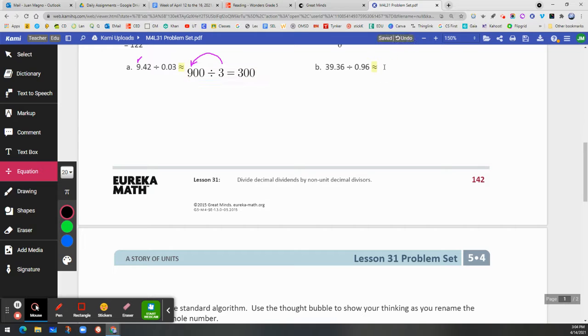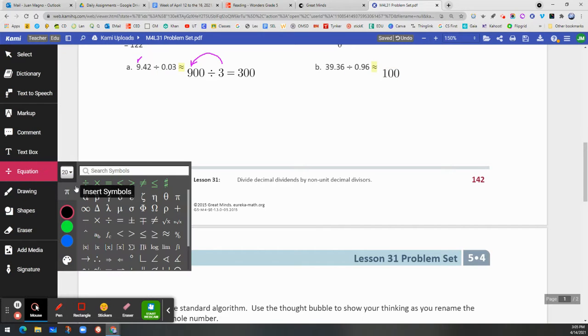Let's look at this one over here. Same process. We're going to start with 96. Notice that 96 is very close to 100, so we're going to round that to 100. Look at that, it's easy. 96 without the decimal is almost 100. Now we're going to divide that by a number on the opposite side, which is the 39 and 36 hundredths.